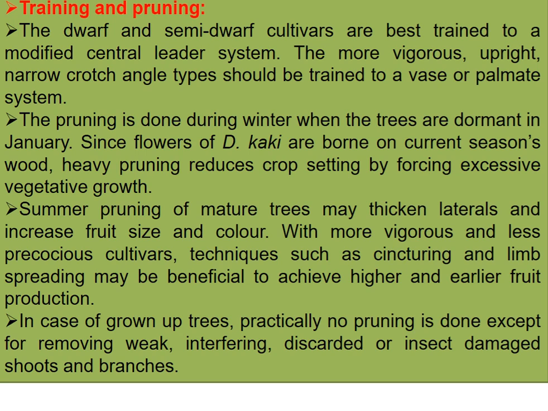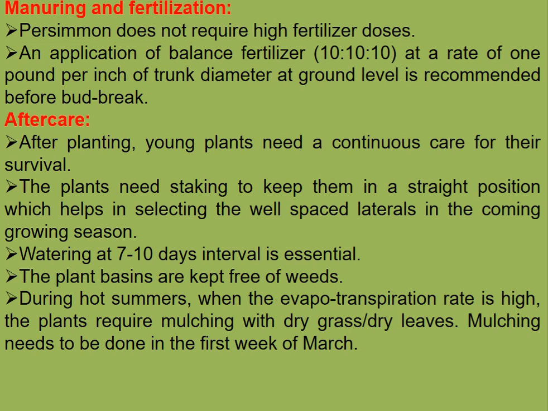With more vigorous and less precocious cultivars, techniques such as limb spreading can be beneficial to achieve higher and earlier fruit production. In case of grown-up trees, practically no pruning is done except for the removal of the weak, interfering, dead, and the disease or insect damaged shoots and branches. Manuring and fertilization.